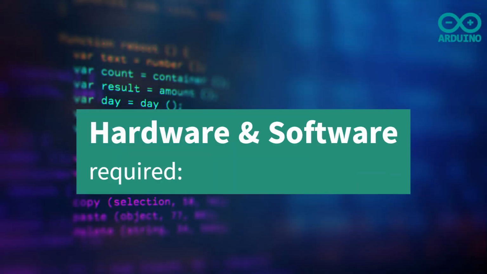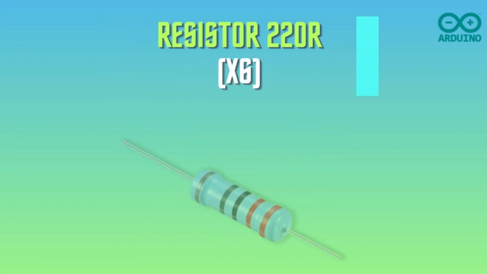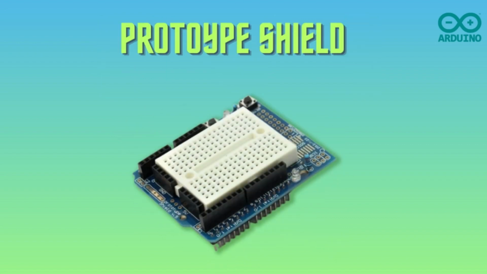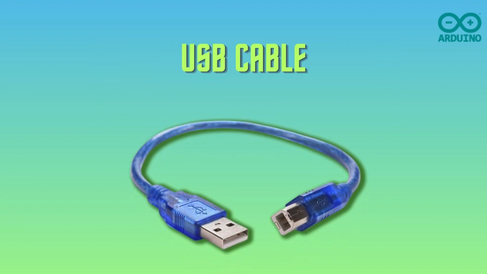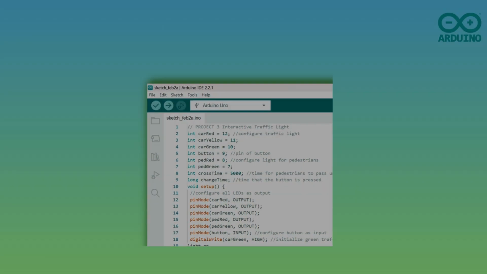Here's what you need for this project: an Arduino board, jumper wires, resistor, breadboard, LEDs, and USB cable for Arduino. We also need Arduino IDE for uploading the code from your computer into the Arduino board.